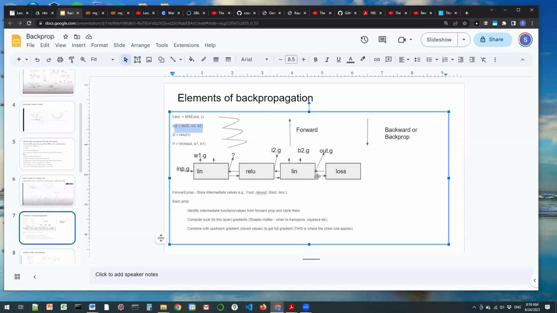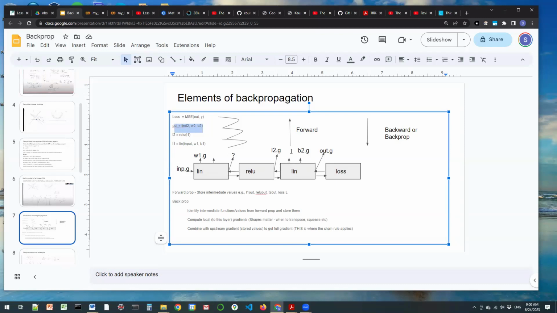So the output of the second linear block is L2. Is out. So that's why the upstream gradient coming in here is the gradient of the loss with respect to out. That's why I've indicated the reverse arrow, and the upstream gradient is out.g. The output of the ReLU block, you can see here, is L2. So the upstream gradient coming into the ReLU block is therefore L2.g.